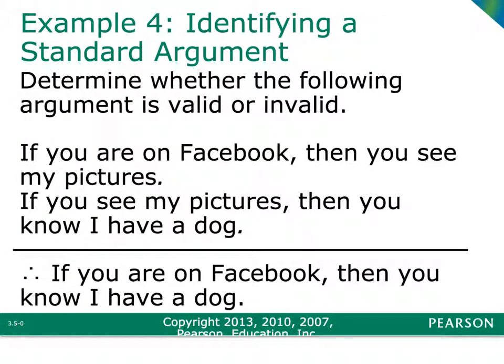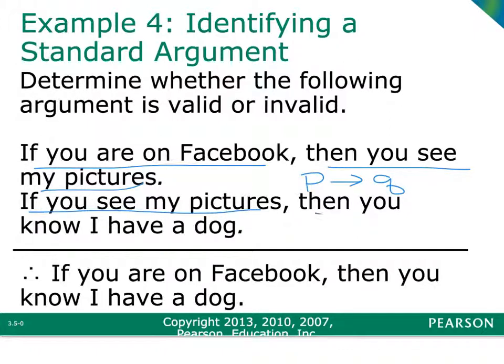Okay, so let's look at one of these situations. It says, determine whether this is valid or invalid. So if you are on Facebook, then you see my pictures. Okay, so let's write that as if P, then Q. If you see my pictures, then you know I have a dog. Well, seeing pictures was Q. So if Q, then you've seen my dog, then R. If you are on Facebook, then you know I have a dog. So being on Facebook was P.